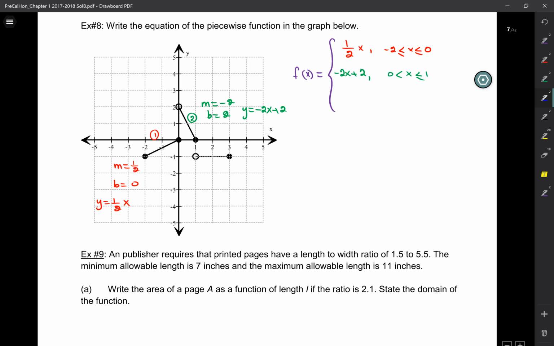The third one is a horizontal line. Slope is 0. What's the equation for it? Y equals -1. So here I just put -1. And what's its boundary? 1 to 3, like this.